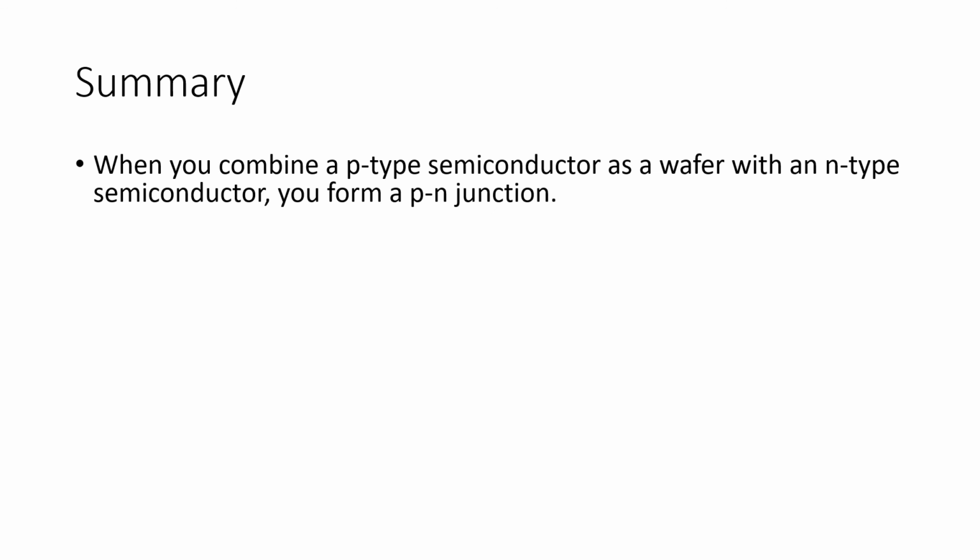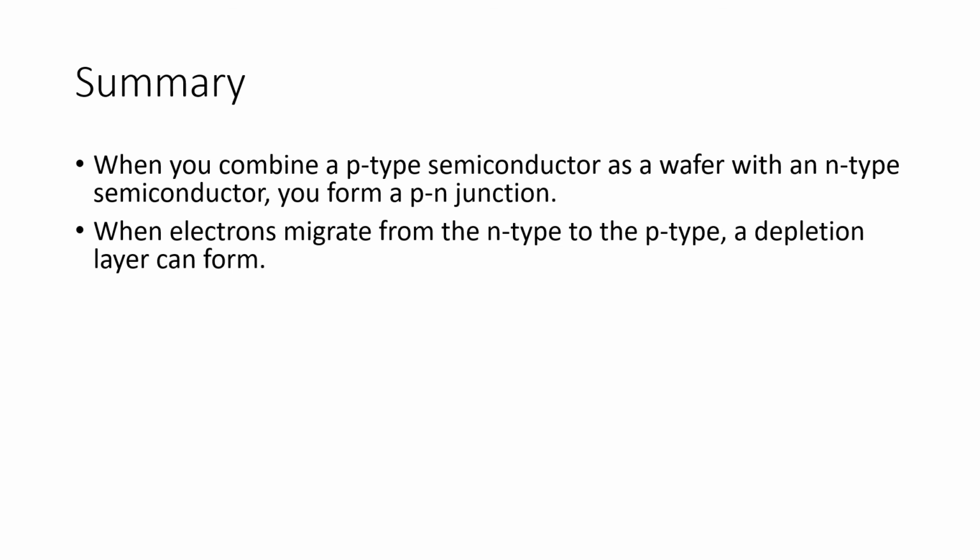To summarize some key points from our learning intention from the start of the lesson, whenever we combine a p-type semiconductor as a wafer with an n-type semiconductor, we form what is known as a p-n junction. Whenever the electrons migrate from the n-type side to the p-type side, a depletion layer can form. Both the n-type and p-type are essentially electrically neutral to begin with. Whenever the n-type loses electrons, it becomes positively charged. Whenever the p-type gains those electrons, it becomes negatively charged.